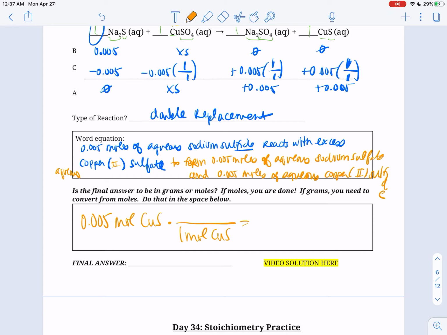Okay, so copper for the molar mass, oh my God, this is so tiny I can't see it. Someday this is going to load. There it goes. So copper is 63.55 plus sulfur is 32.06, which gives me a molar mass of 95.61 grams of CuS. Times 0.005 is going to be a mass of 0.48 grams of copper 2 sulfide. And there it is. Day 34, done.